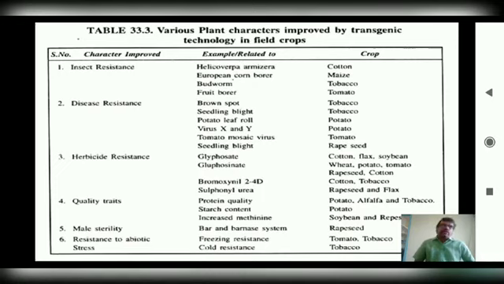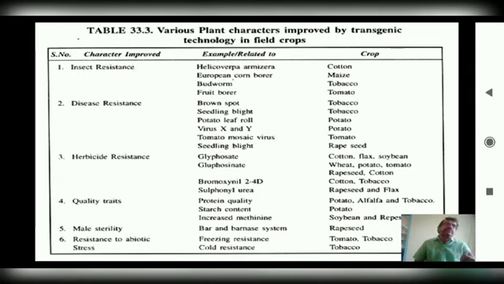Now the crops being cotton, maize, tobacco, tomato, which show resistance against insects like Helicoverpa, Ostrinia, some budworms, and fruit borers. So these genetically modified crops show insect resistance.